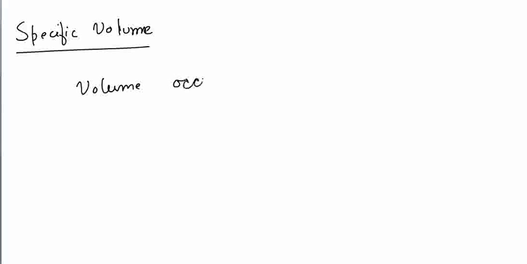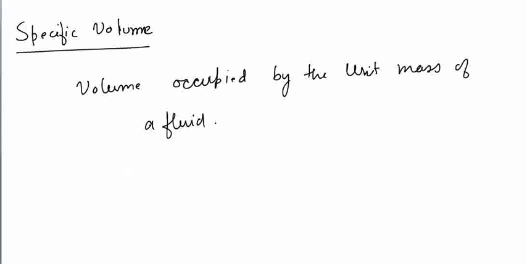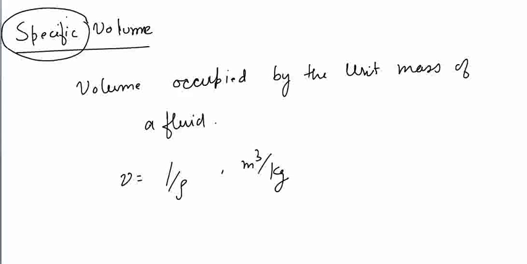Another property is specific volume. It is defined as the volume occupied by the unit mass of fluid. So it is nothing but 1 by rho. Unit is meter cube per kg. Anything which has the term specific attached to it suggests that the quantity is divided by the mass.